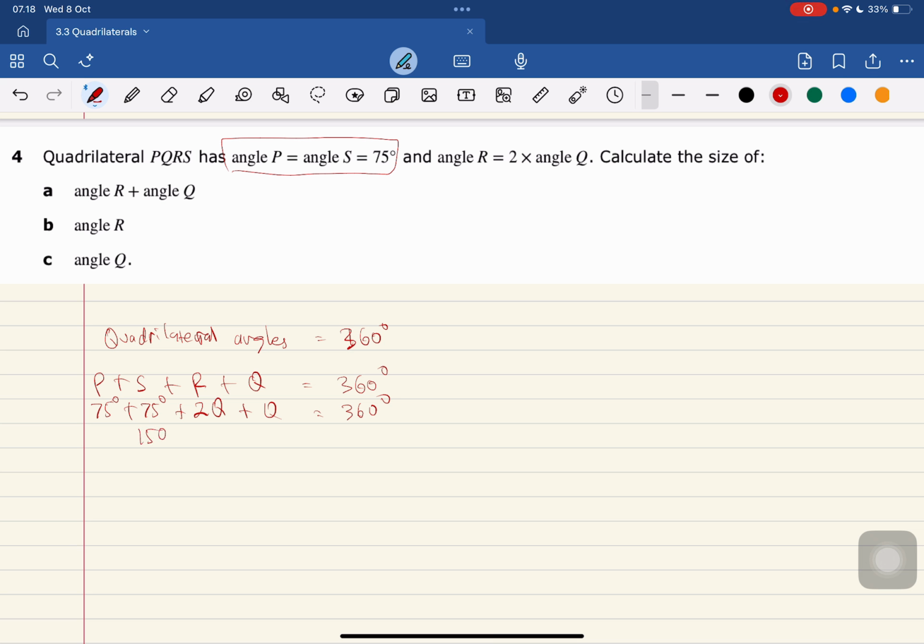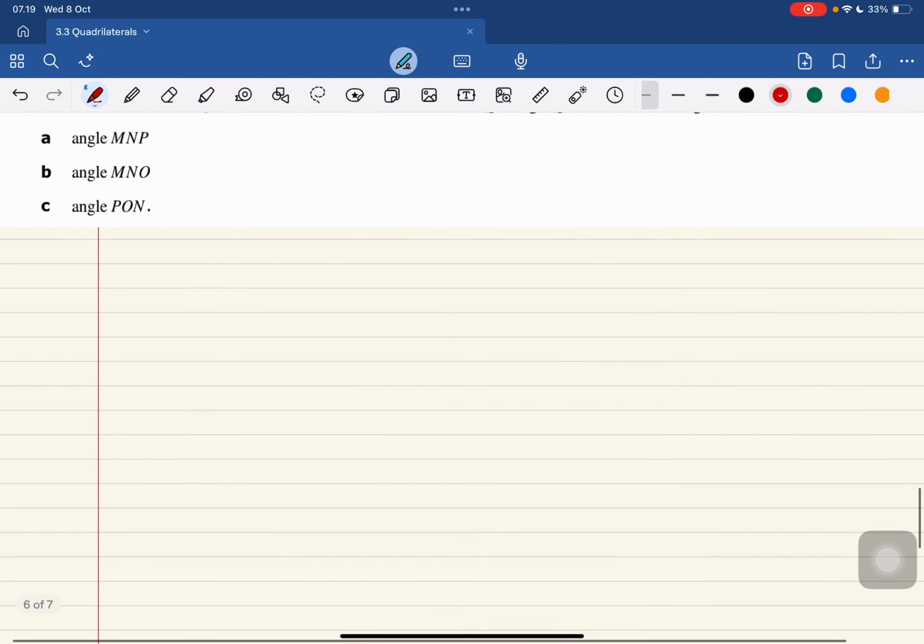So this is 150 degrees plus 3Q equals 360 degrees. So 3Q equals 360 minus 150, which is going to be 210 degrees. So angle Q equals 70 degrees. So Q is 70 degrees. R is double Q, 2 times angle Q is 140 degrees. And then angle R plus Q, 140 plus 70 degrees, equals 210 degrees. Okay, there it is. Now a kite.